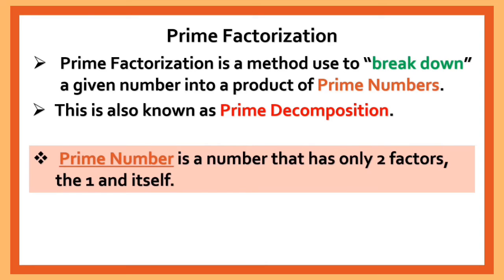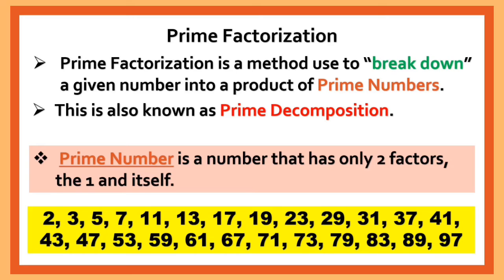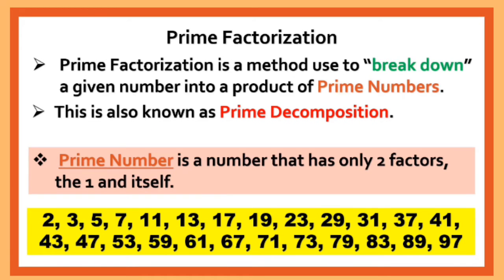When we say prime number, it is a number that has only two factors, the one and itself. Kung napanood mo ang ginawa kong video about prime numbers, ay tiyak na alam mo ang mga prime numbers between 1 up to 100. Mayroon tayong 25 prime numbers between 1 up to 100. At ito yon. So, meron tayong 2, 3, 5, 7, 11, 13, 17, 19, and so on.